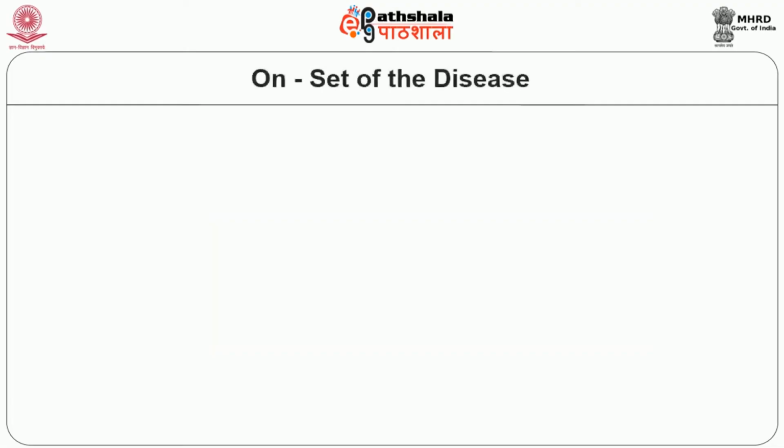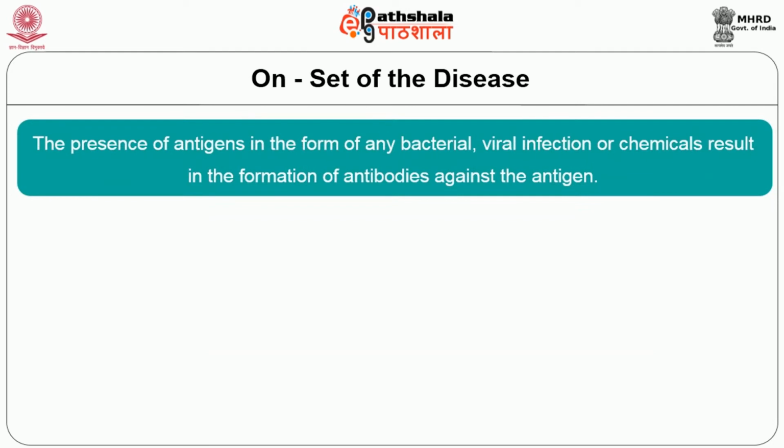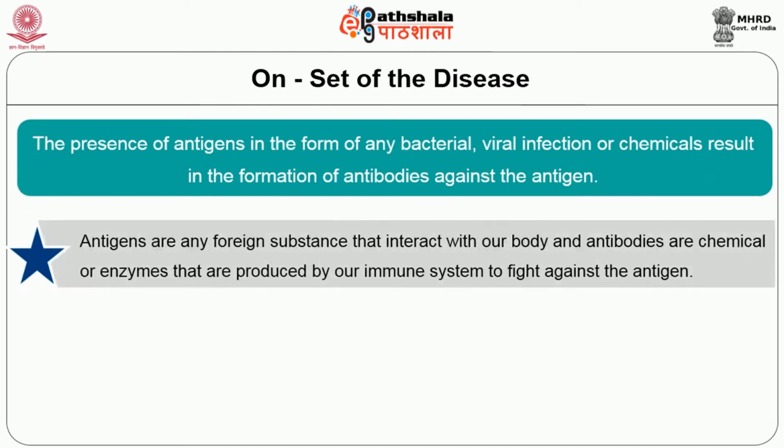Are you curious to know what exactly happens and how a renal dysfunction sets in? Let me explain it to you in a much simpler way. Students, rewind your memory on antigen and antibodies before we start with the onset of the disease. The presence of antigens in the form of any bacterial, viral infection or chemicals results in the formation of antibodies against the antigen. Yeah, you're right.